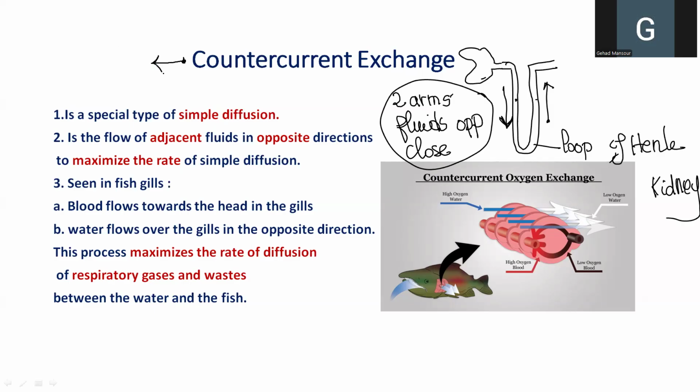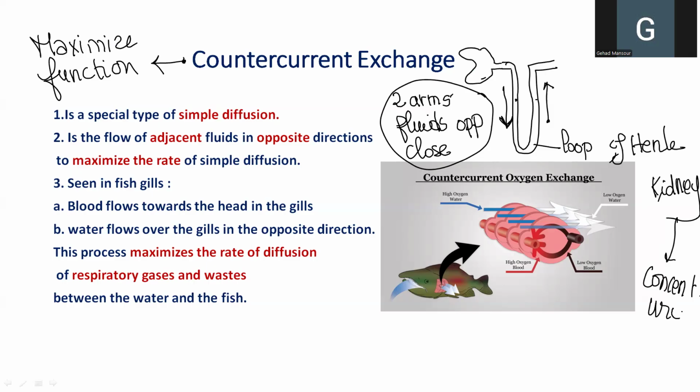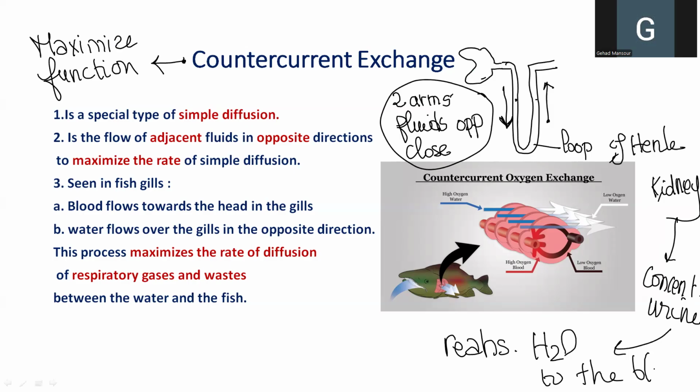But what is the benefit of a countercurrent exchange? It is to maximize the function. For example, the function of the loop of Henle in the kidney, the one we have just described, was to concentrate urine. How? By reabsorbing, or returning, water to the blood. So transferring water from urine to blood, we are thus preserving our water, and meanwhile concentrating urine.